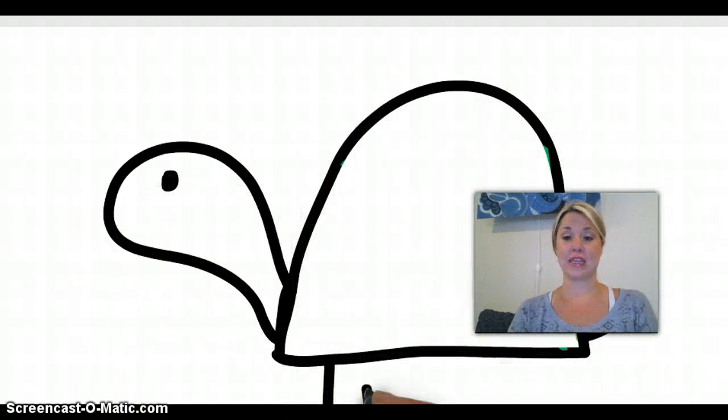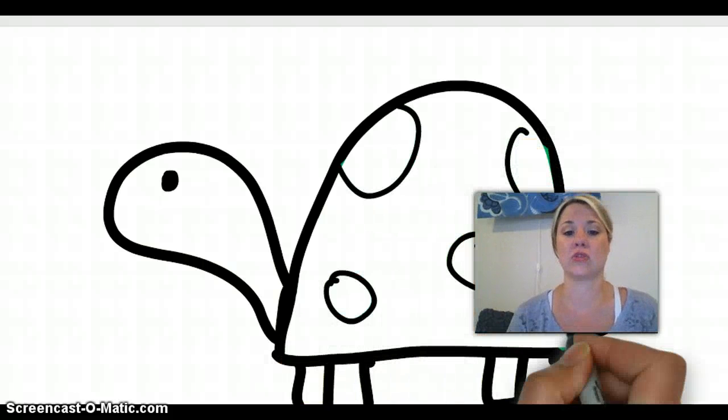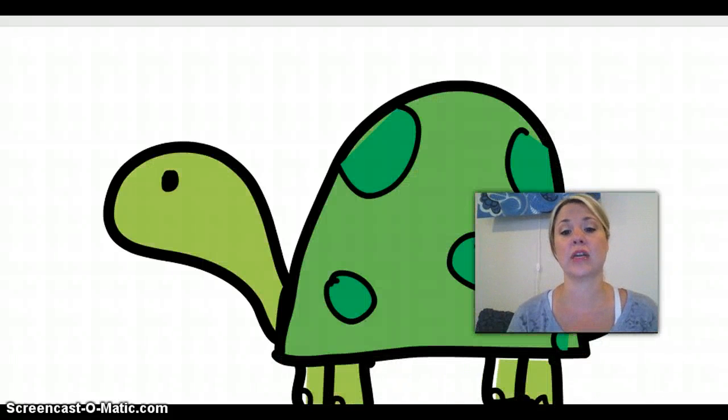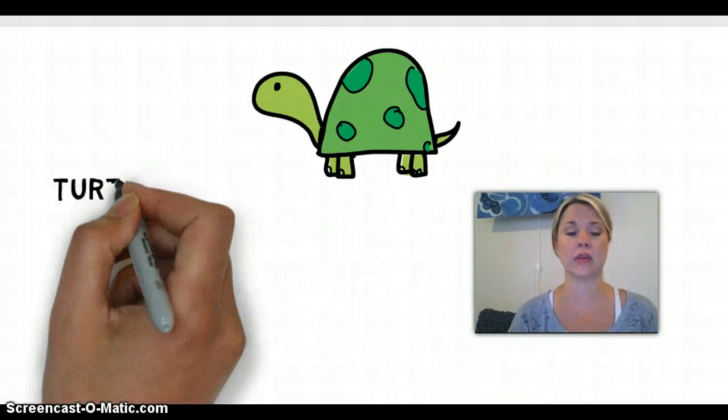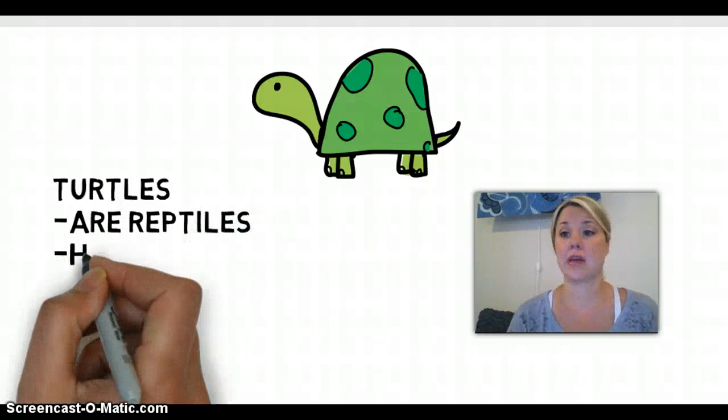The next animal is my first aquatic animal. It's a turtle, and turtles live in and out of water, but they need to live very close to water. They spend most of their life in water. They're reptiles and they're cold-blooded.